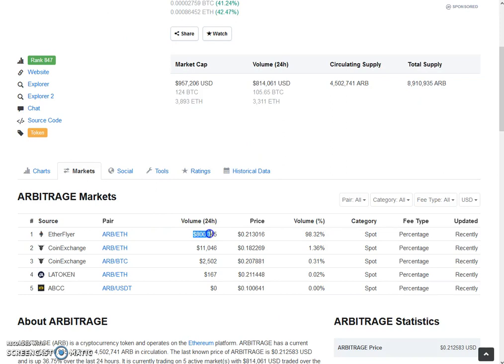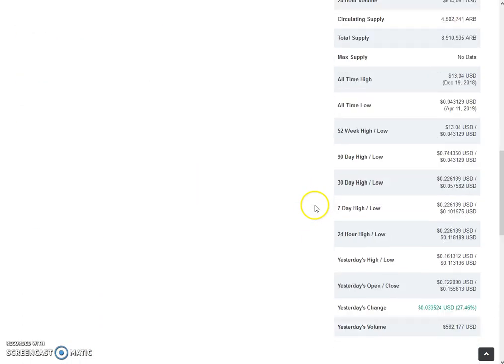You can see $800,000 on Etherflare, $11,000 on Coin Exchange. That's amazing. Coin Exchange has crossed 10,000 after, I think, a couple of weeks or maybe a month. It was being traded around the 2,000-3,000 level. So finally, 11,000 plus 2,500, it is around $13,500 on Coin Exchange, with rates of 18 cents and 20 cents, 1.36% and 0.31%. ABCC still has no volume, and LA Token got 167 with 21 cents at 0.02%.